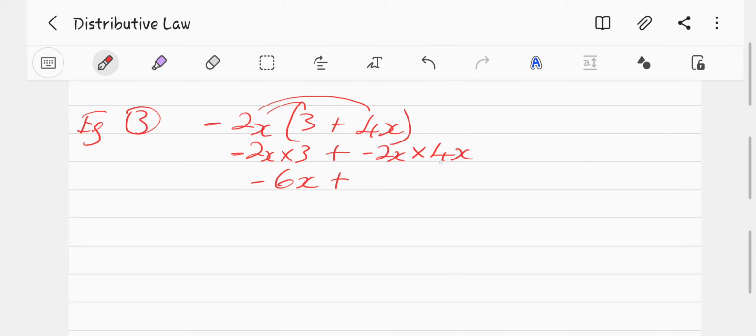So the negative 2 times the 4 gives us negative 8. And the x times the x gives us x squared. When we have two signs being beside each other like this, a plus sign and a minus sign, or a positive and a negative, the negative comes out, right? When we have positive and negative, our answer is a negative sign. So we can rewrite this expression as negative 6x minus 8x squared.